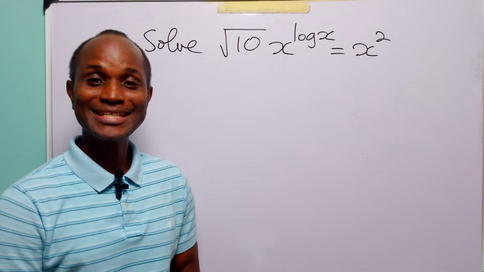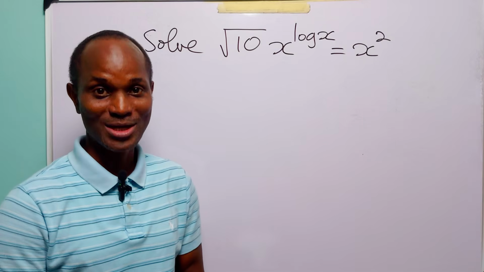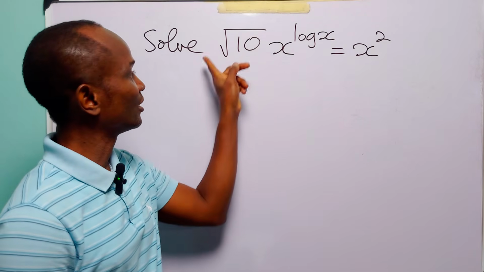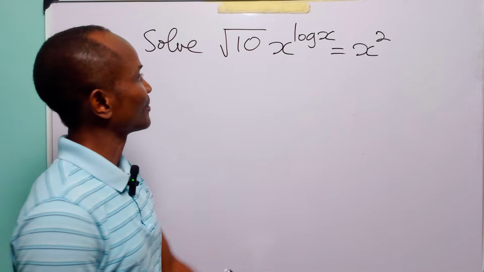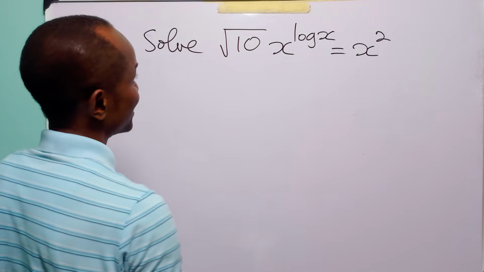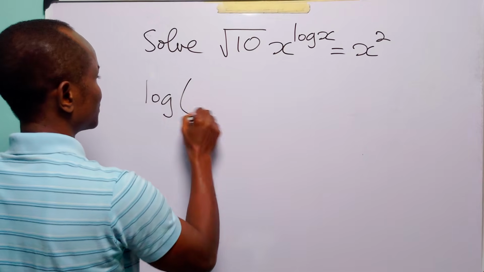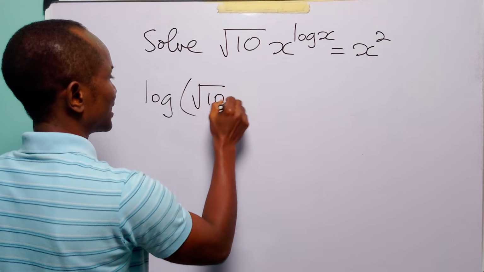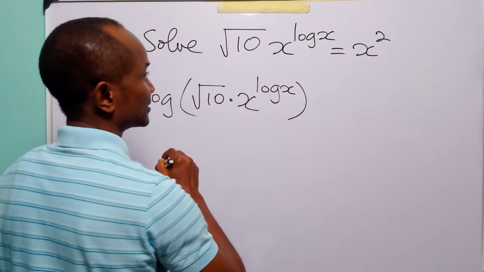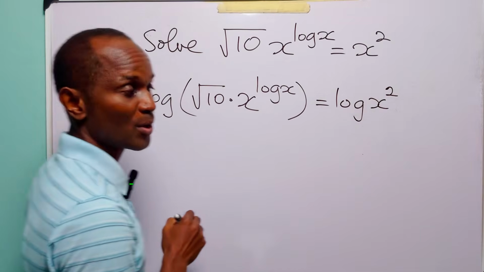Hello and welcome. In this math tutorial, our task is to find the values of x that satisfy the given equation. And to solve this equation, we are going to start by taking log of both sides of the equation. And of course, since we are working in base 10, we are going to continue with log to base 10. So when we take log of both sides of this equation, we have log of root 10 multiplied by x to the power log x is equal to log x squared.